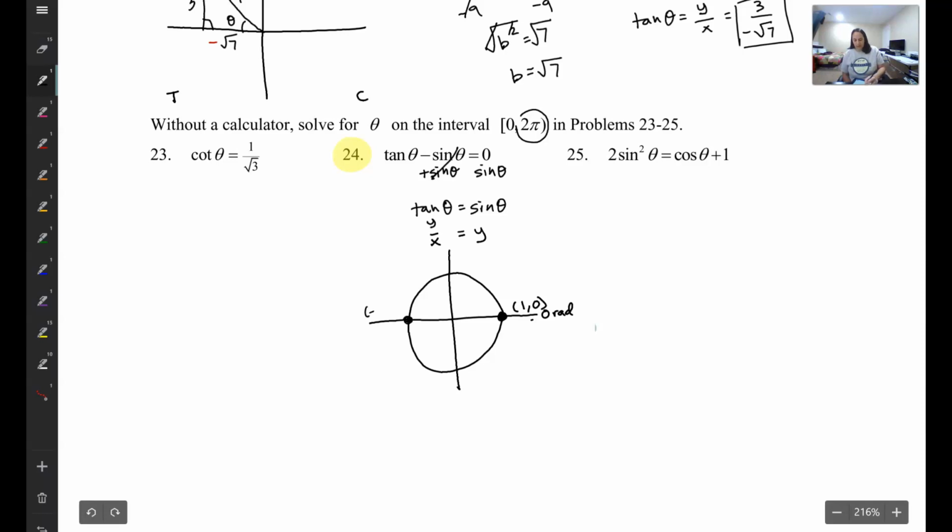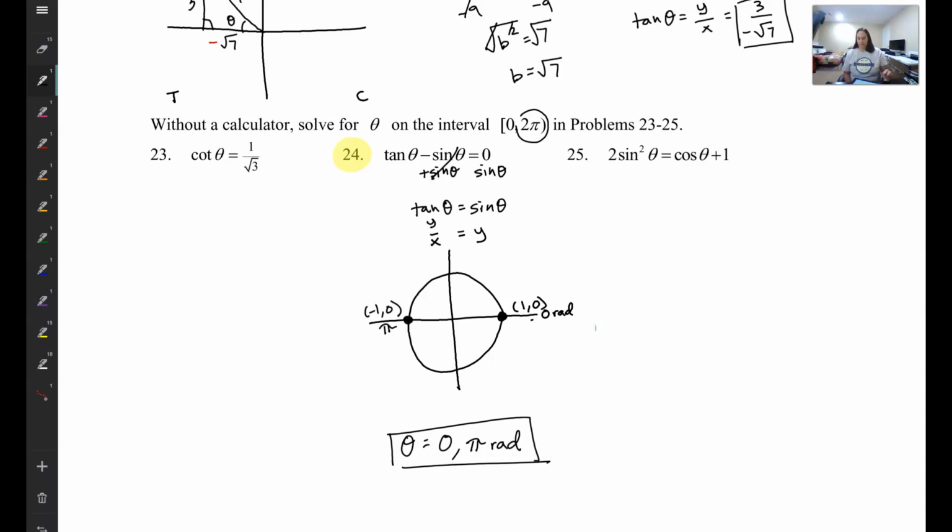Now there's actually one other point on the unit circle where this works, and that's over here, (-1, 0). Tangent is y over x, 0 divided by -1, which is 0, which is the y value. So that is at pi radians. So the angle where tangent of theta equals sine of theta is going to happen at 0 radians and pi radians. Those are the two places where tangent will equal sine.